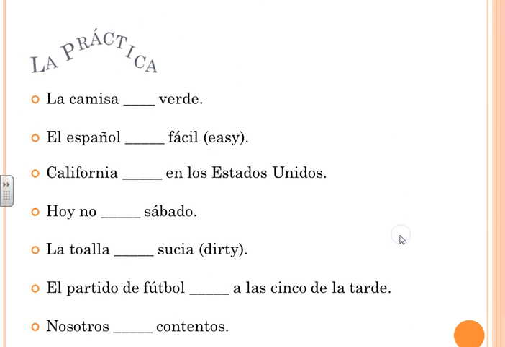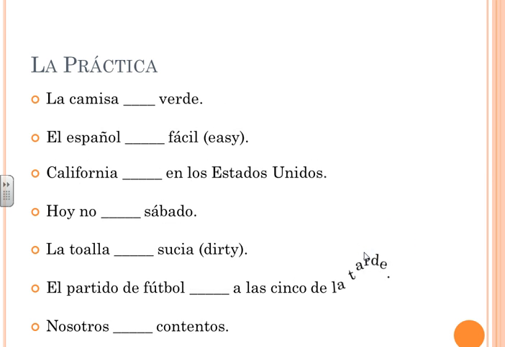All right, let's do some practice. I would like for you to look over each of these sentences and pause the video. Take the time to go through each situation and decide whether we need ser or estar, and make sure you conjugate it correctly. So you're going to want to pause the video and then play it back to check your answers. Okay, la camisa blank verde. We're looking for is here because our subject is singular. So the shirt is green. Which is do we need? We need es, because this is a description or characteristic.